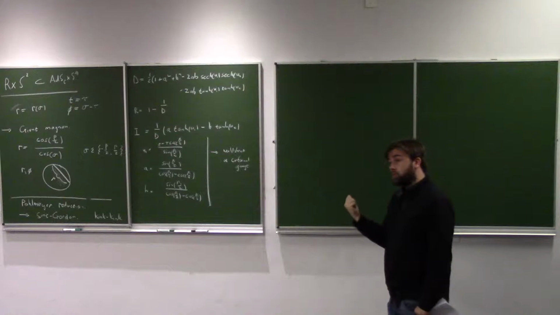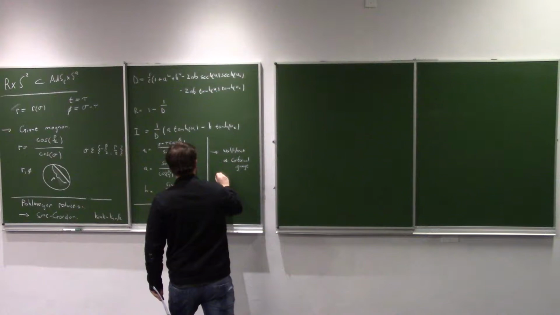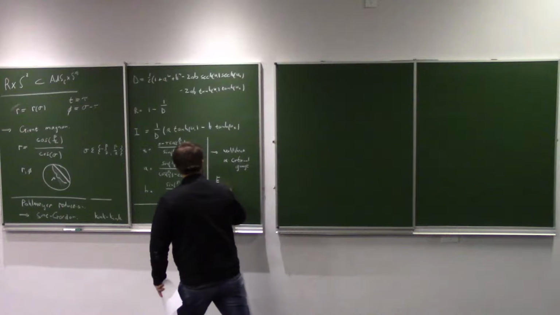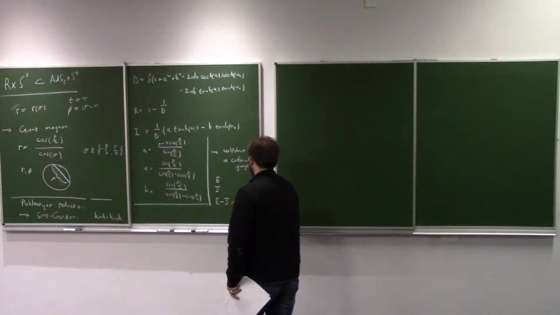So, one of the properties that we derived with the giant magnons last time was, we showed that the energy of these solutions diverges, and so too does J. But this combination E minus J gives me a finite answer. And if I get the proportionality constants correct, it's square root lambda over pi sine p over 2.